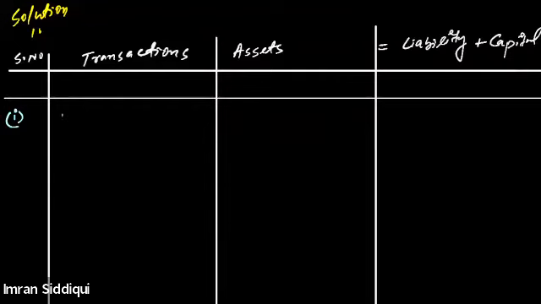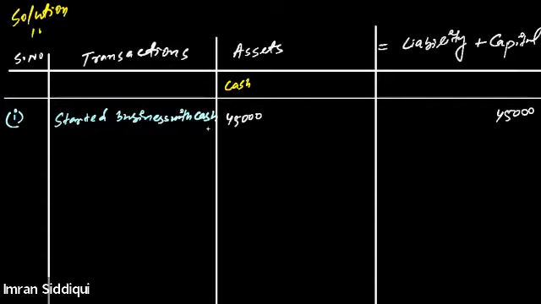So we'll write down started business with cash. It will increase the amount of cash available in the business. So let me write here, cash is the asset. So cash is going to increase by 45,000. And at the same time, capital will also increase by 45,000. So I'll write down the 45,000 just below the capital. Is that clear? Yes or no? Yes, sir. Okay.